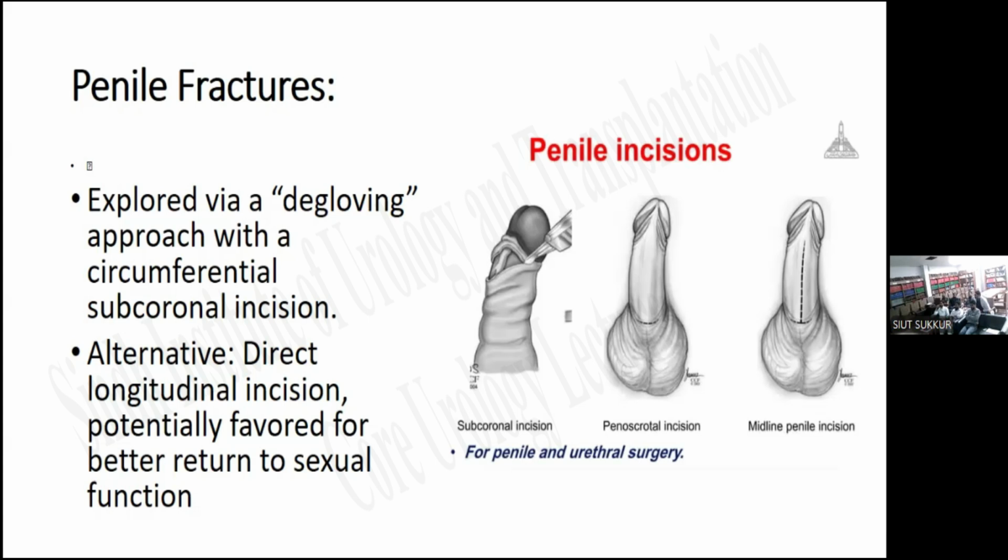We have to deglove and then see where the fracture is, and ultrasound will help us. Or there is a bleed. If you have degloved, then you will remove the Buck's fascia. Then there is bleeding from the papilla. We have to repair it. So for penile fracture, we have to deglove. Right?